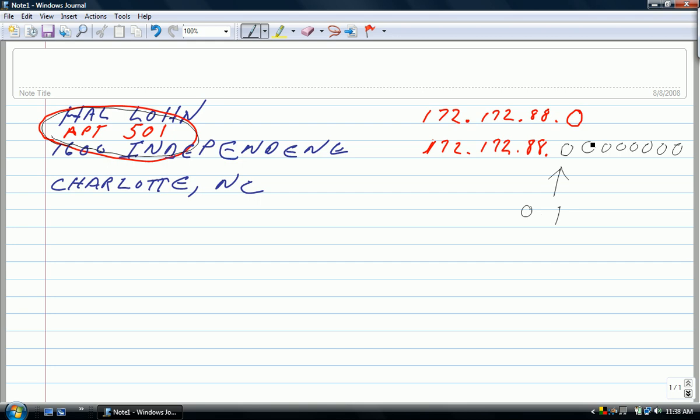Well, if I borrowed, let's say, 3 bits, this now becomes the subnet portion. So I have cut into the amount of hosts so I can build apartments. Well, with 3 bits, that's 2 to the 3rd power addresses. That's 8 apartments I can build, or 8 subnets.